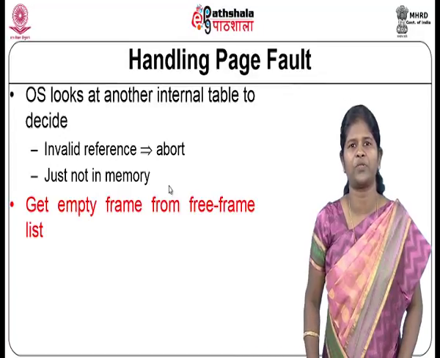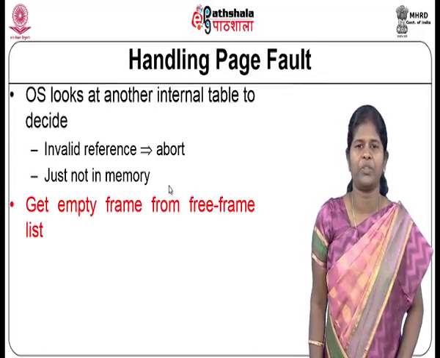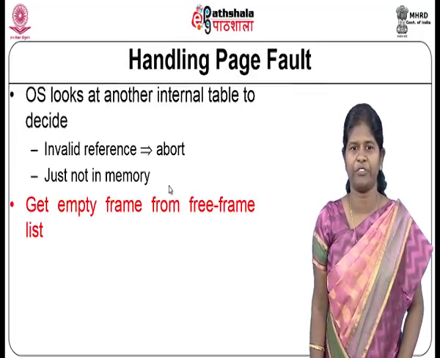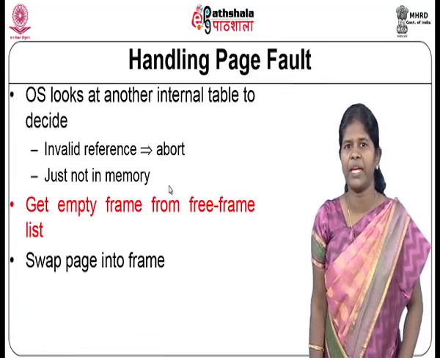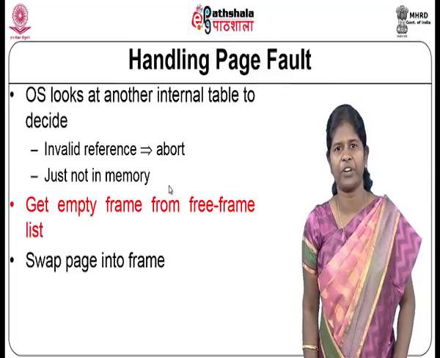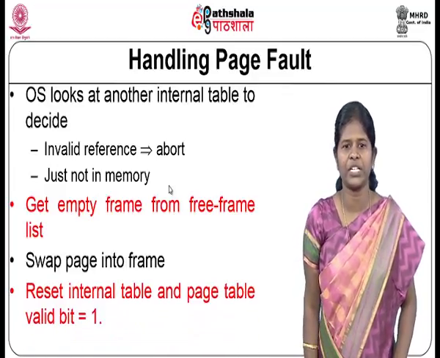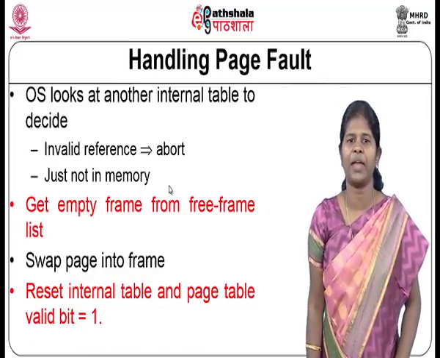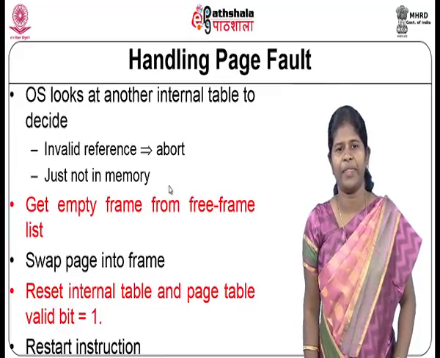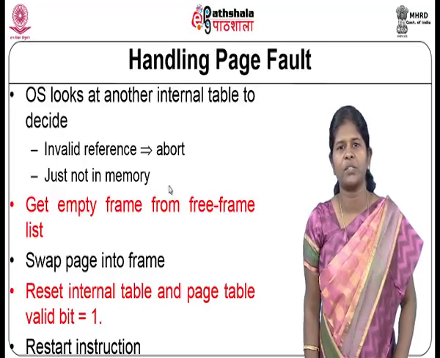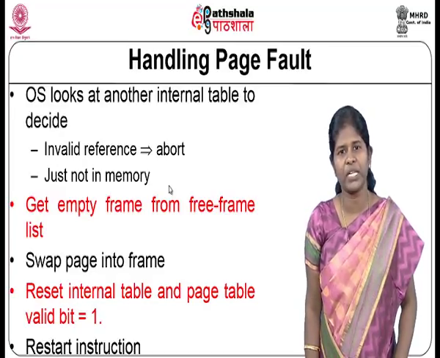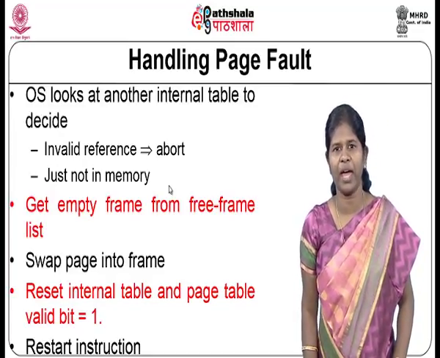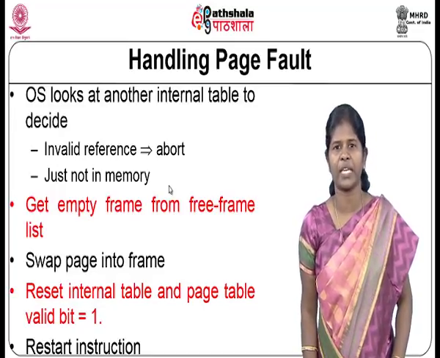So, how do you handle the page fault? You get an empty frame from the free frame list. An empty frame in the physical memory is found from the free frame list, and you bring that page from the backing store into this free frame in the physical memory. You reset the internal table in the process control block, you also reset the page table and mark the valid bit as 1, and then you need to restart the instruction. When the instruction is restarted, you find that the page is now present in the physical memory and the execution of that particular instruction is carried out.